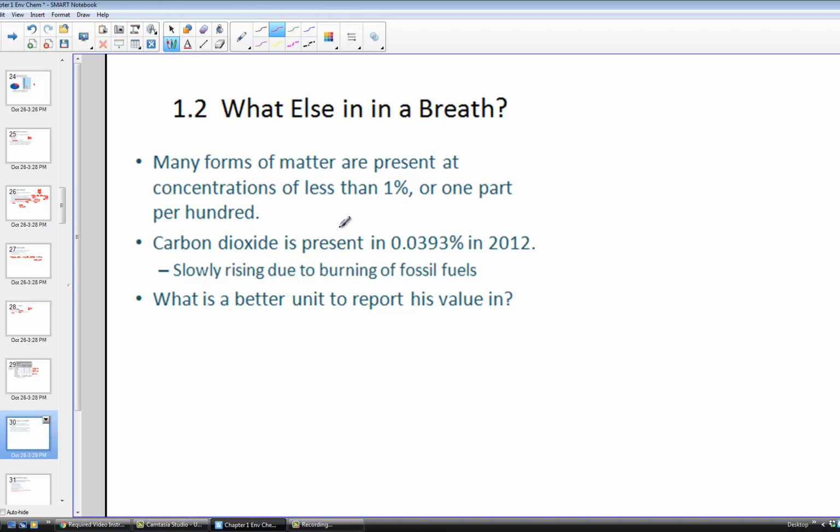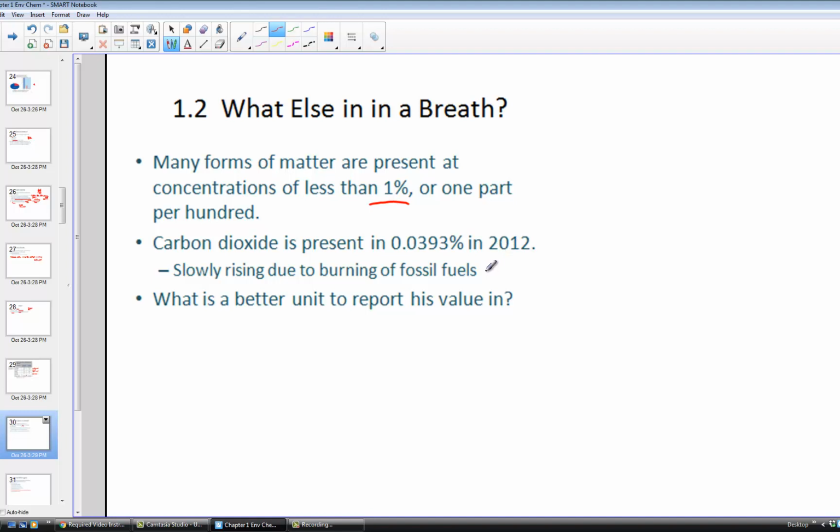What else is in a breath? Well, many forms of matter are present at concentrations less than 1%, or less than one part in 100 parts. Carbon dioxide, we mentioned, was a very small amount. We rounded on the previous slide to say 0.04%. It was measured to be 0.0393% in the year 2012.